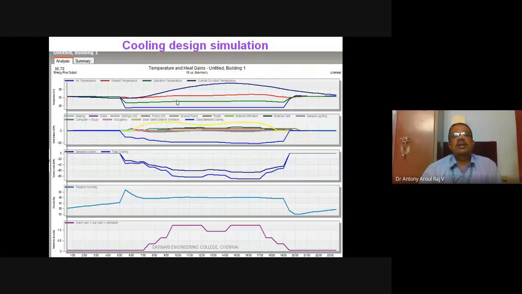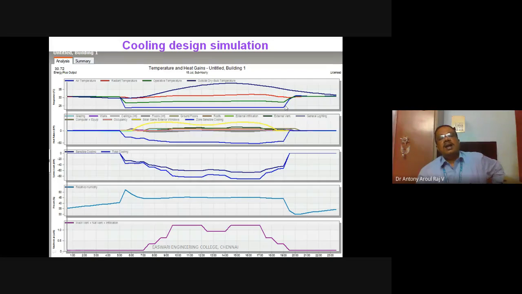Here you can see the distribution. The radiant temperature is higher, nearest the wall temperature, and the operative temperature will be between the air temperature and the radiant temperature. So it is weighted. And what is happening to the air temperature? We are doing the air conditioning, so cooling and humidification. The temperature is reduced.